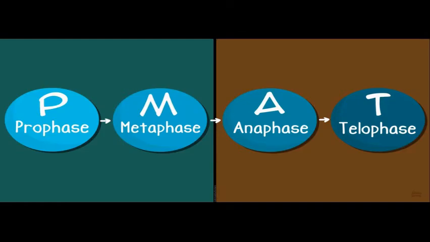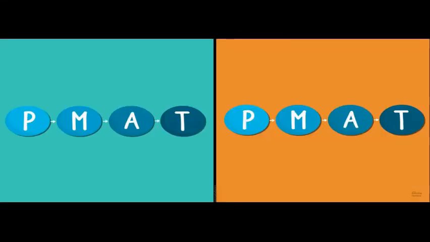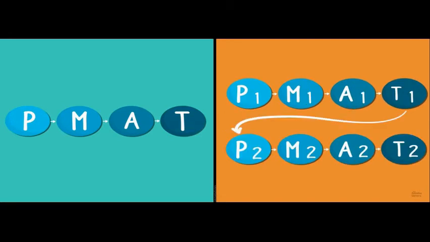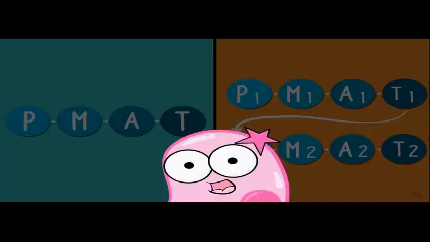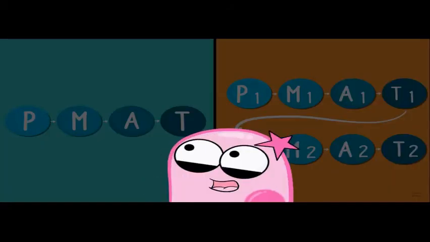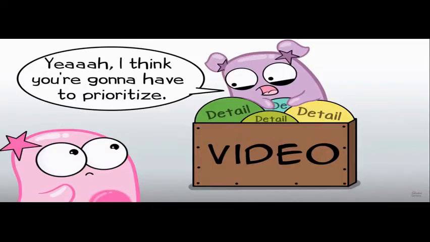When learning the stages, we give the acronym PMAT, which is helpful for understanding the stages. Both mitosis and meiosis go through these stages, but meiosis goes through them twice and therefore has a number next to each PMAT stage. We're going to show some basic events for each PMAT stage, but please know that there is way more detail to explore than what we can include in this quick video.